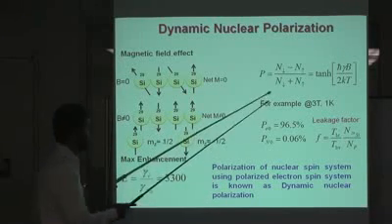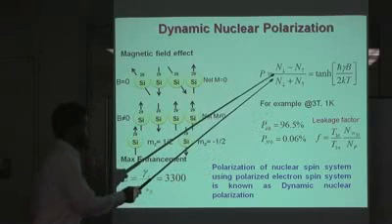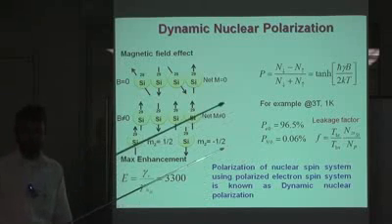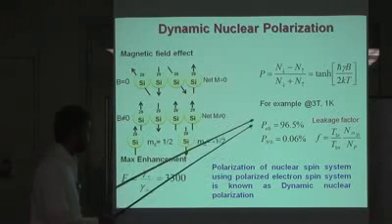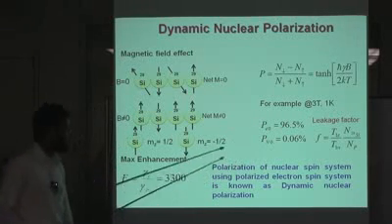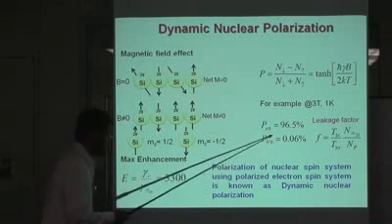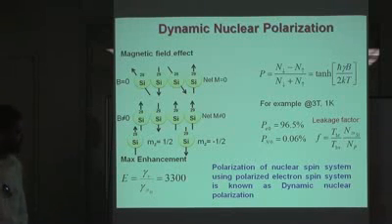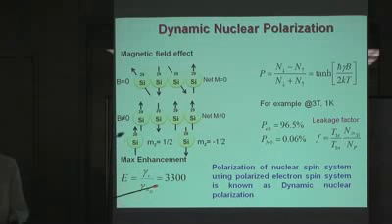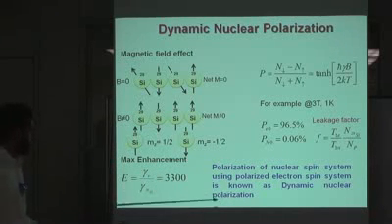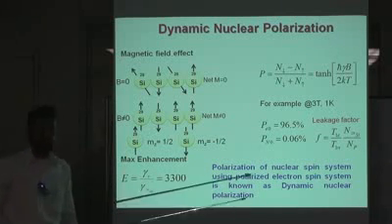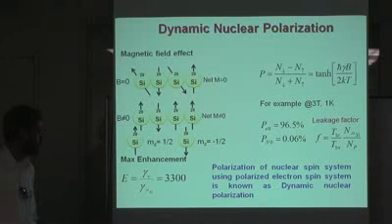Polarization is defined by a simple mathematical equation: the total number of down nuclear spins minus the total number of up nuclear spins, divided by the total number of nuclear spins. At 3 K and 1 Tesla, the thermal equilibrium value of electron spin polarization is 96.5%, while the thermal equilibrium of nuclear spin is 0.06%, which is quite low. So if somehow we can use the polarized electron spin to polarize the nuclear spin system, that process is called dynamic nuclear polarization.